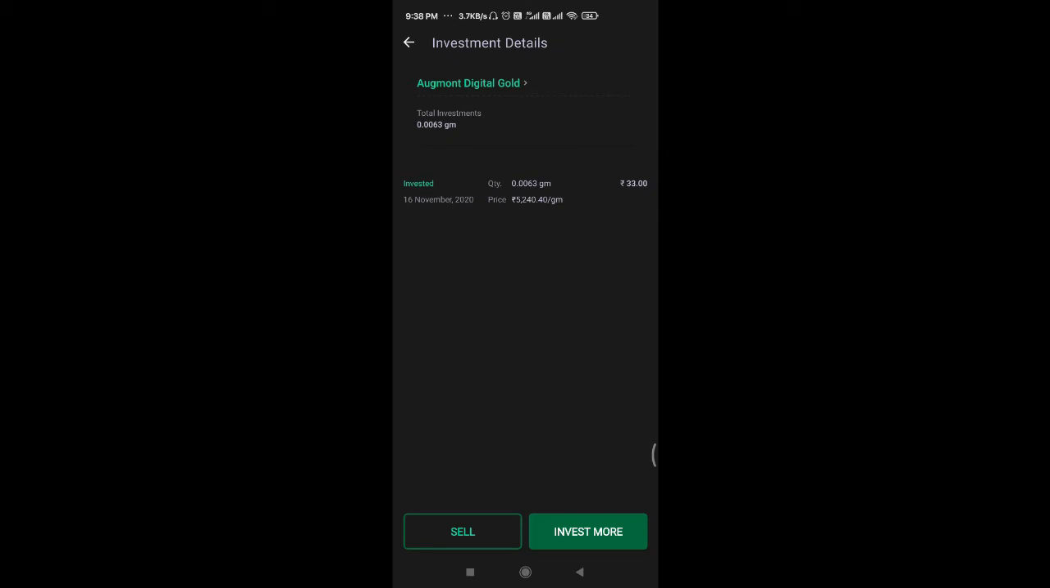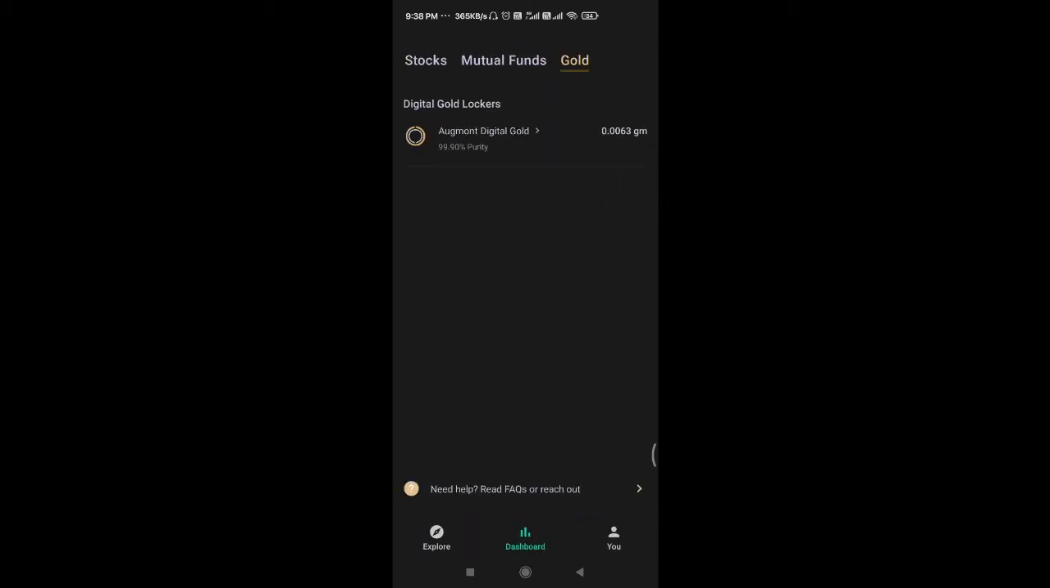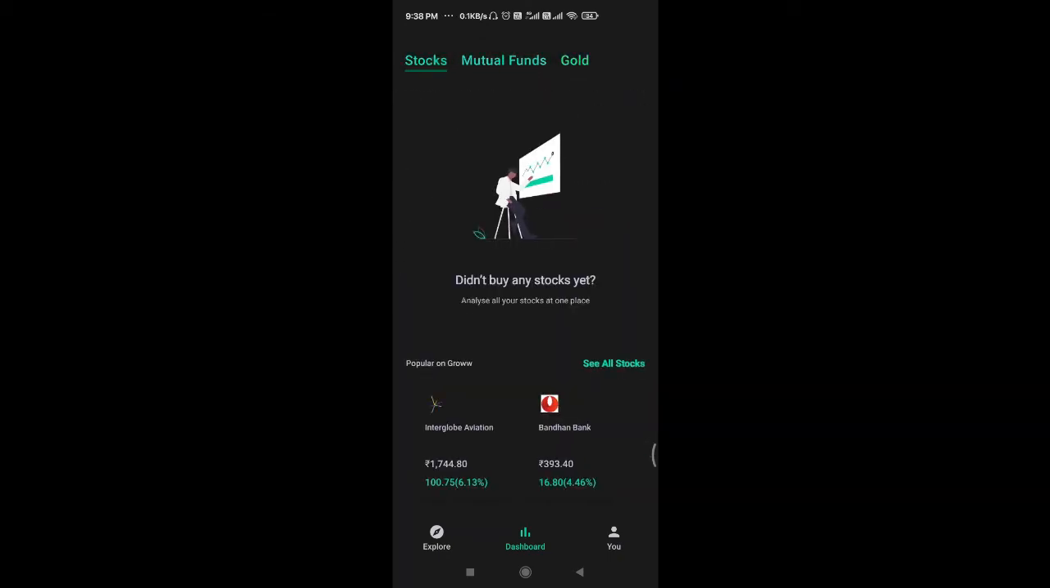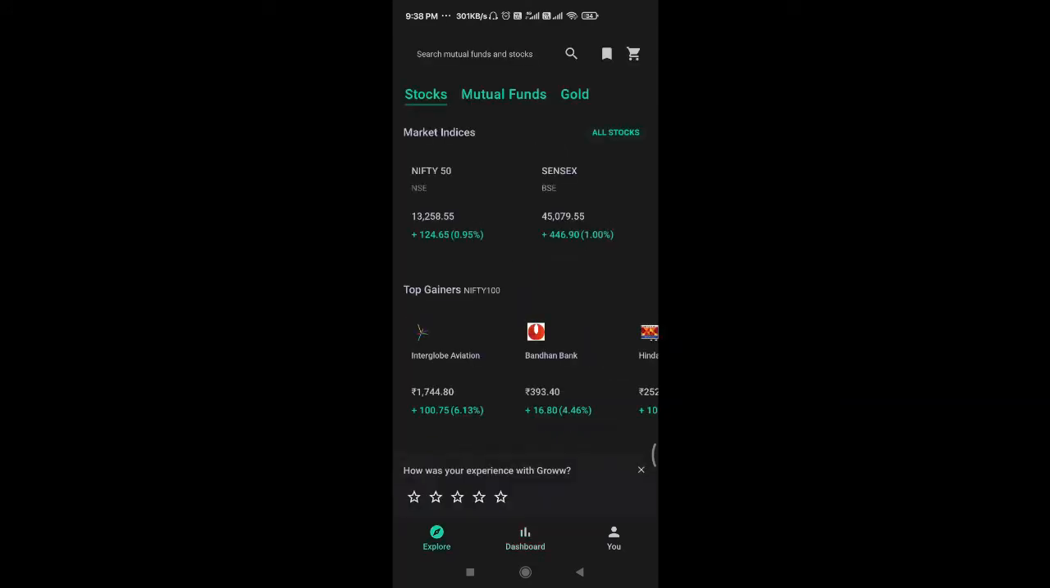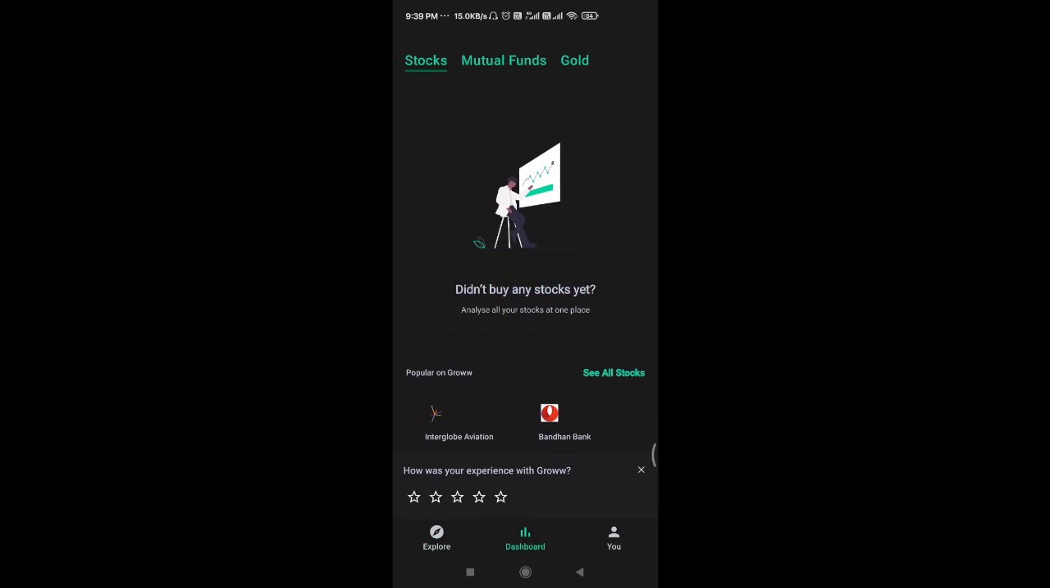You can also sell or invest more, this type of option you will get. So I hope that you understand about the mutual fund, gold, and stock. If you want to buy any stock, then just click here, see all the stocks, and you can invest. Okay, so you understand about the U, it means your details, and the dashboard, and another one is the explore. Here you will get an option or the details of the mutual fund, stock, or gold to invest.